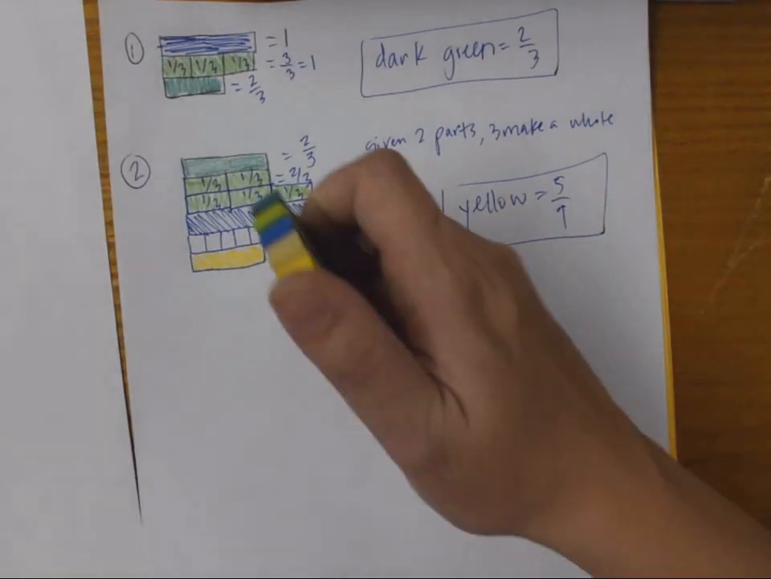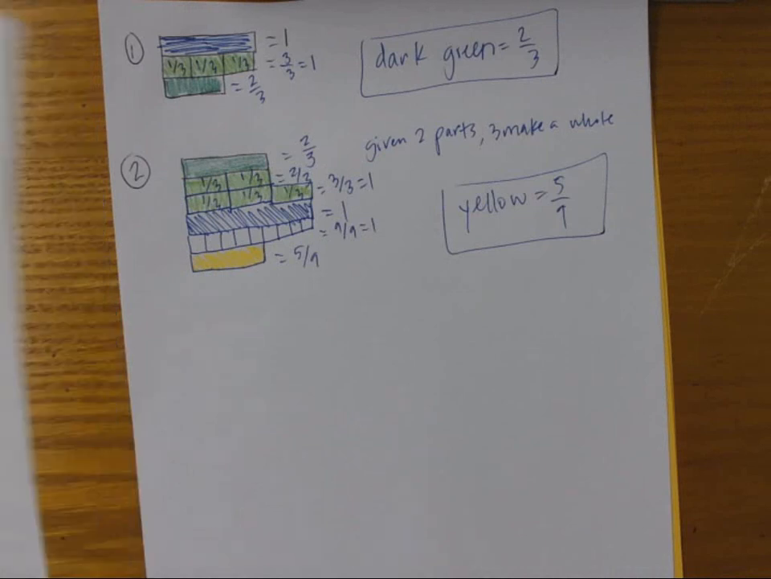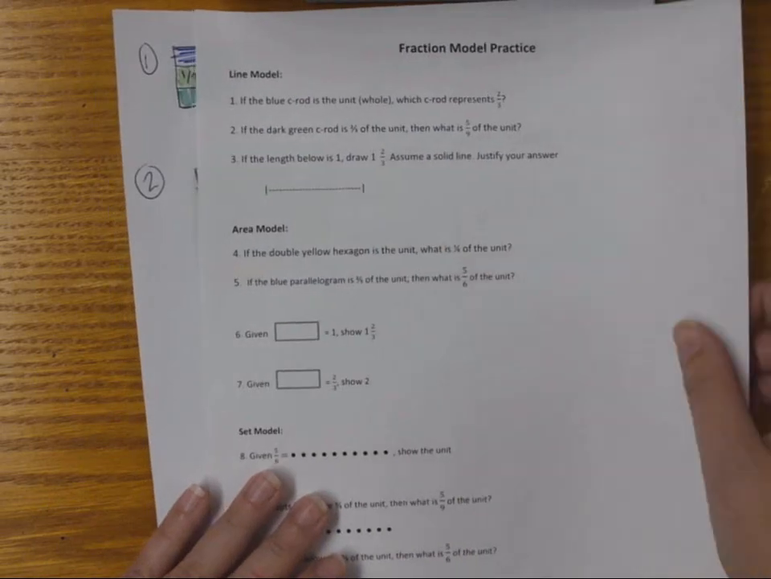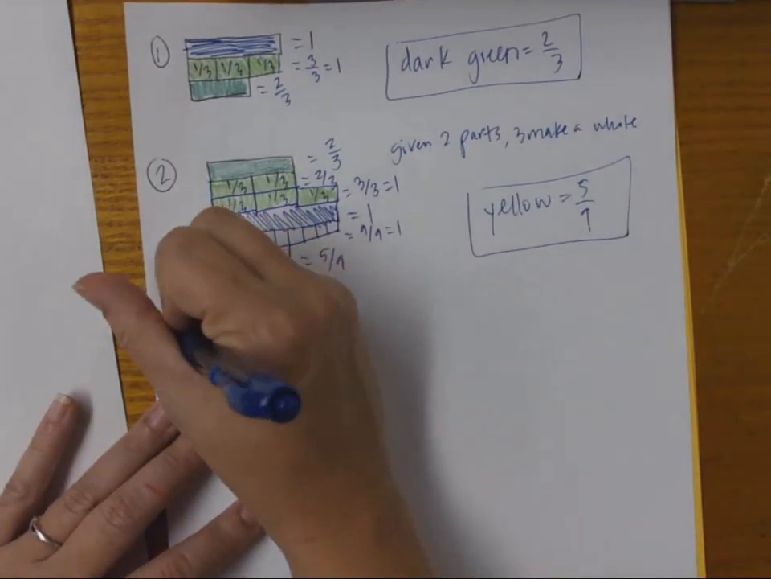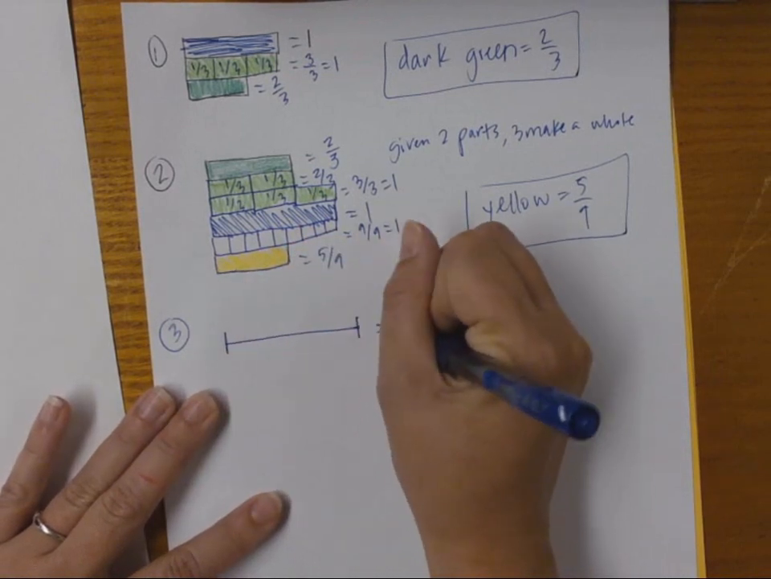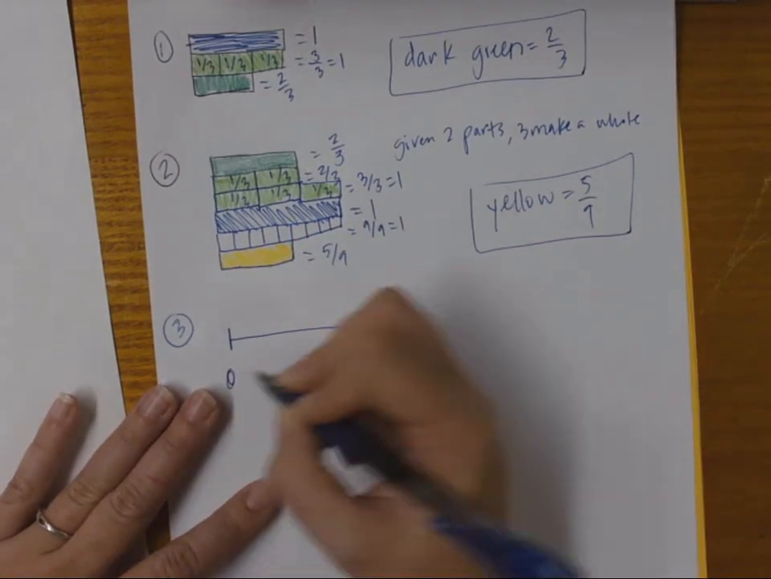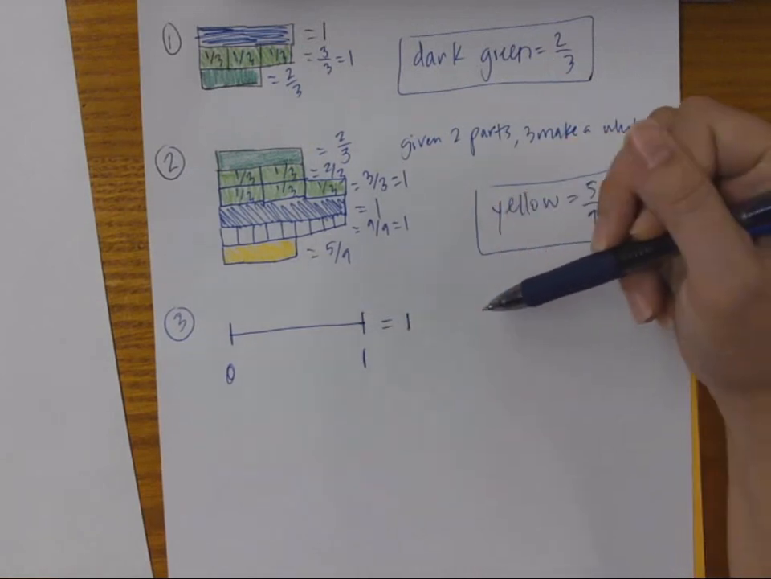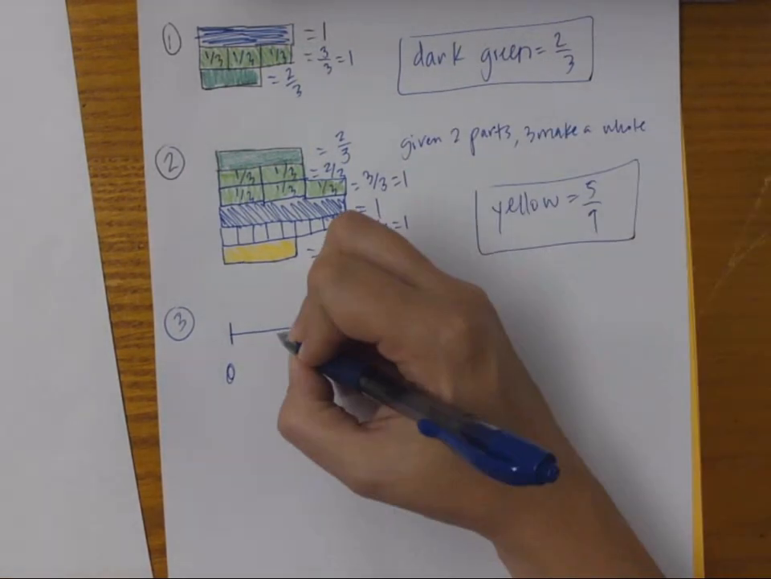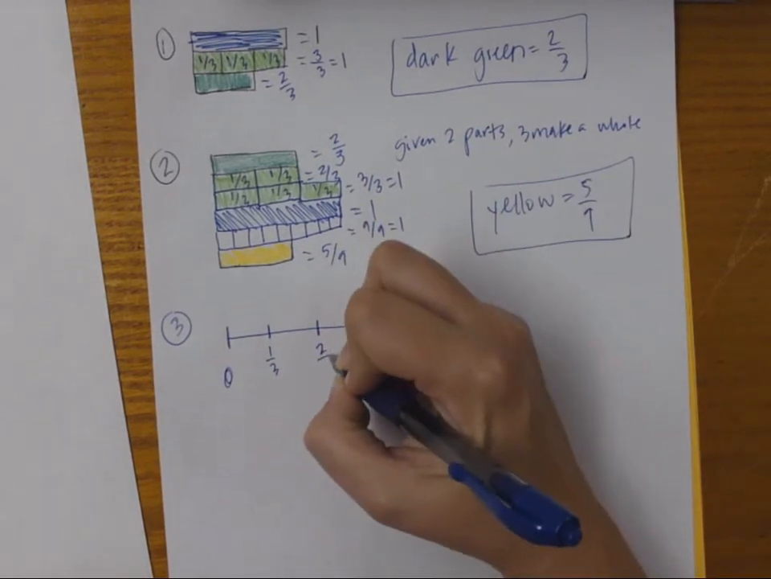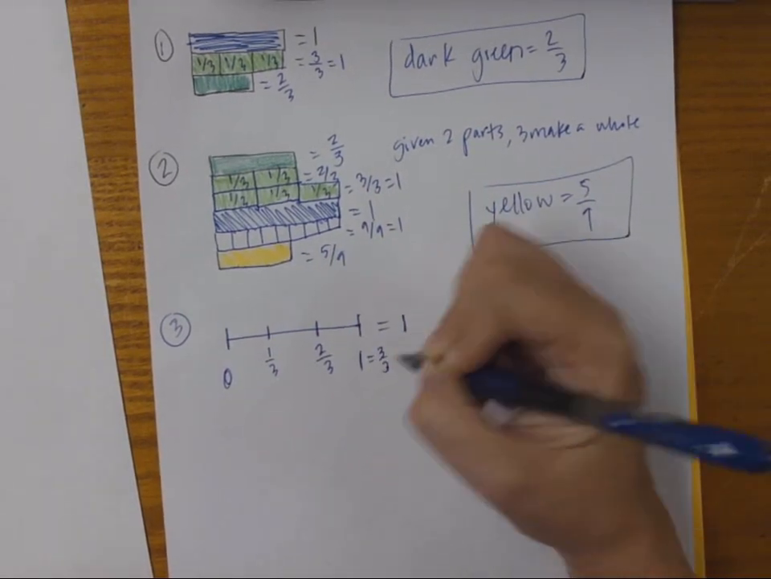Okay. And then the last one for the line model: given a length is 1, draw 1 2/3. So for number 3, I'm given this line, and I'm told this line is equal to 1. I would start at 0, end at 1, and I want to draw 1 2/3. To draw it accurately, I need to split this into thirds first. So I'm going to split it into 3 pieces. Here's 1/3, here's 2/3, and then that would be 3/3, which is a whole.